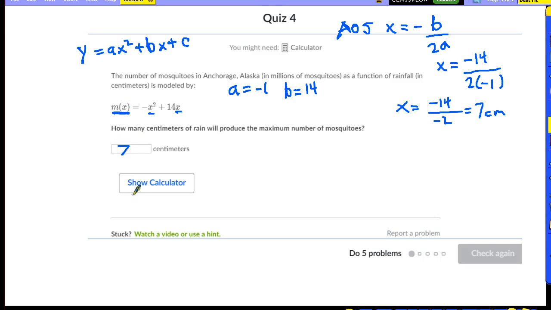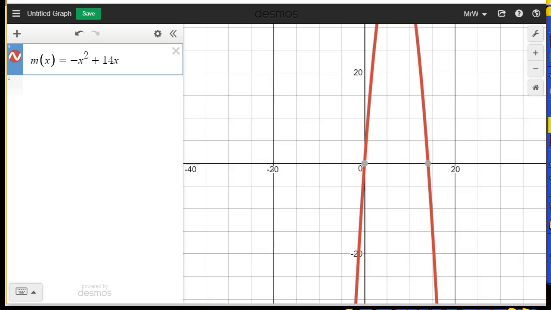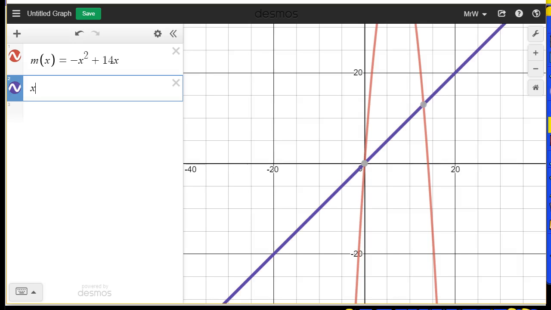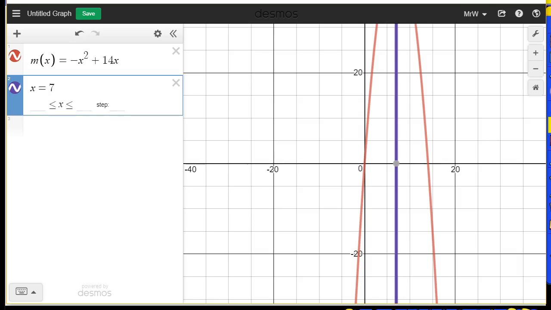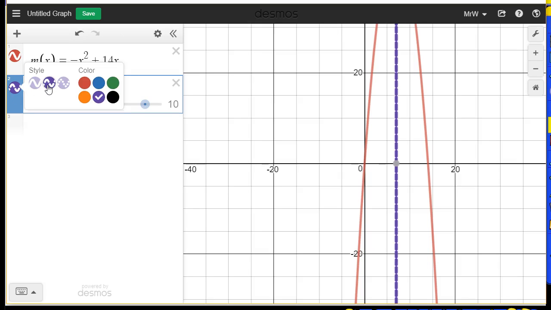But since I'm using Desmos, I'm just going to double check and verify and see what it looks like. So when we come over here, I'm going to go ahead and put in a vertical line that says x equals 7. Remember Hoy-Vux, H-O-Y-V-U-X? Vertical lines are x equals, and horizontal lines are y equals. So we will do x equals 7, and that will get us a vertical line at 7, and that's our axis of symmetry. And I'm going to make it dashed because it's not really part of our graph, but it helps us to understand the graph better.